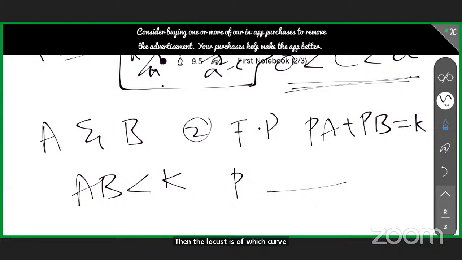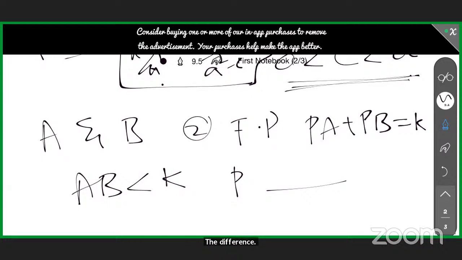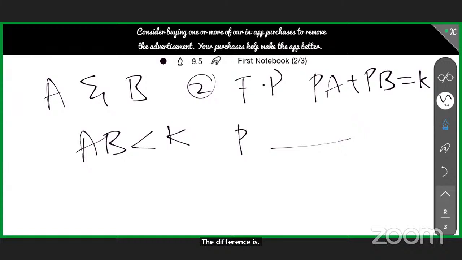Ellipse, sir. Ellipse. Why? I want a reason. The answer is correct, but I want a reason. Because the graph is hyperbola. No, hyperbola cannot be. Sir, the difference is constant. AB is less than k, sir.